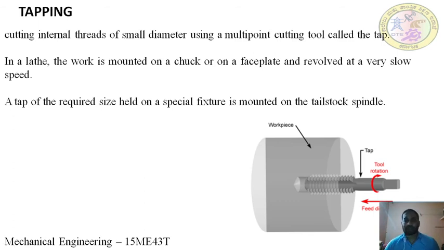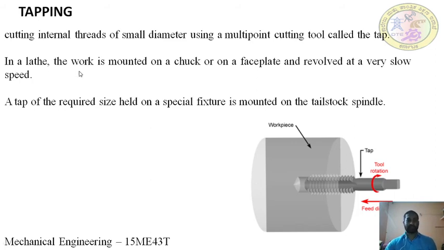Tapping. Tapping is the operation of producing internal thread in the workpiece, cutting the internal threads of small diameter using a multi-point cutting tool known as a tap. It is similar to the drilling operation. For the tapping operation also you need an already drilled hole. By using a twist drill you have to produce a hole. After the drilling operation, in place of the twist drill you have to place the tap. Again you have to perform the same operation by holding this tap in the tail stock and moving the tail stock towards the length of the workpiece.